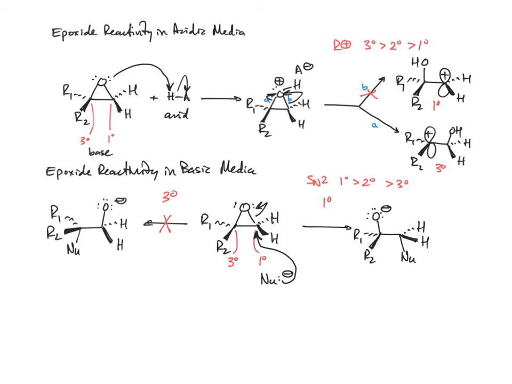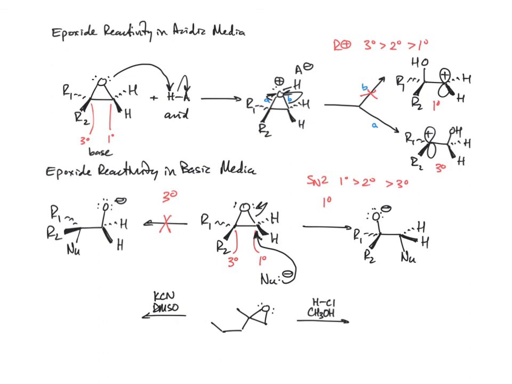So if we're looking at a specific epoxide, say we consider this epoxide here, and we then are going to treat with different sets of conditions. So here maybe we have HCl in methanol as the solvent. So we're under acidic media there. Then on this side we're going to treat with potassium cyanide and DMSO.